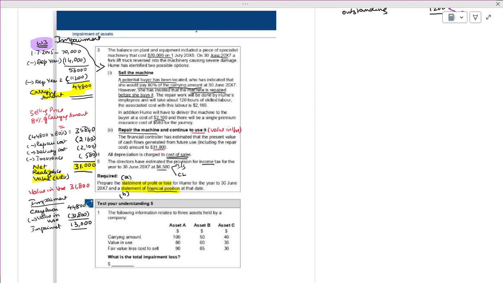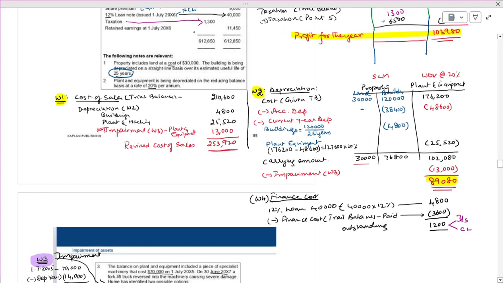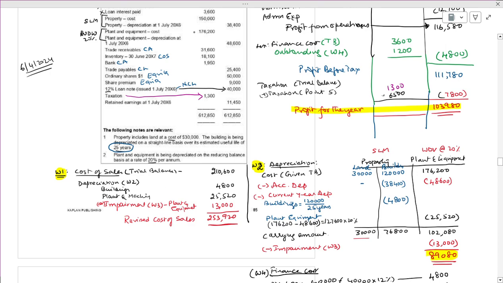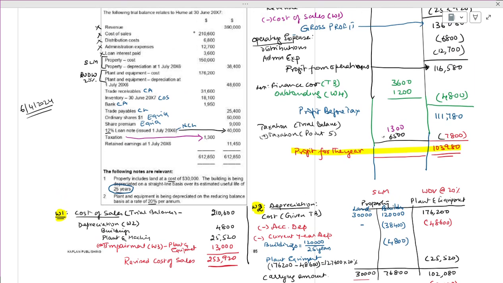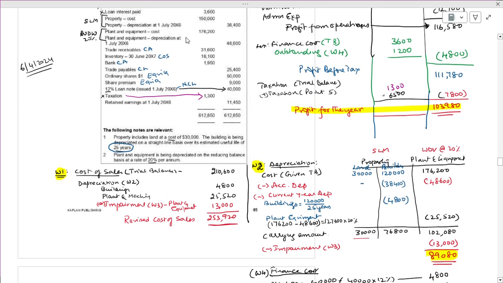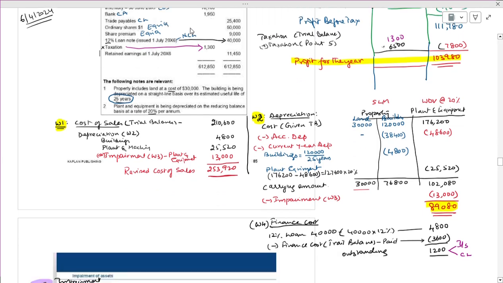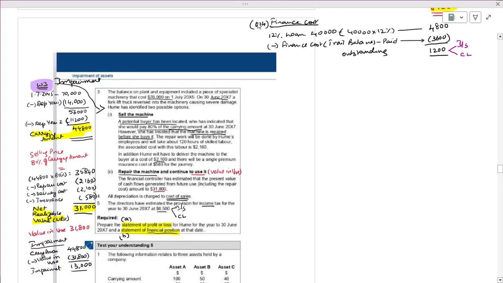Now we have done carrying amount, net realizable value, value in use, and impairment. Revise this again. Now we have the profit for the year. We have done all these things. Now they are asking us to do the balance sheet also. How do we do it? Very quickly. I will put it here. Everybody is writing now?